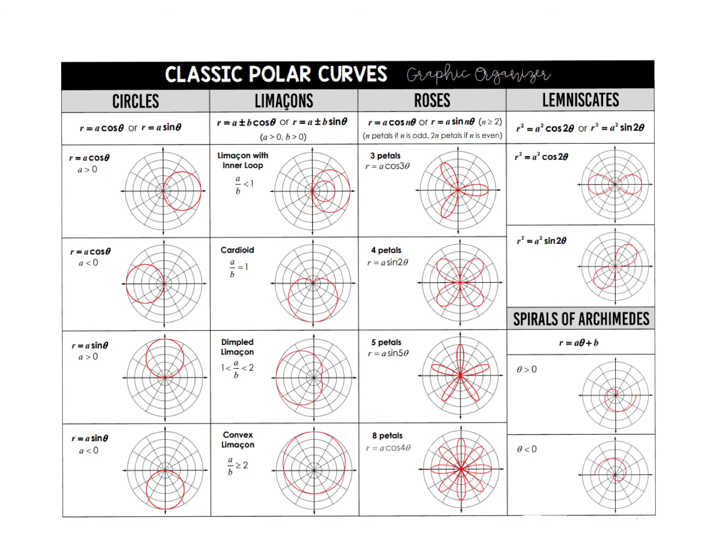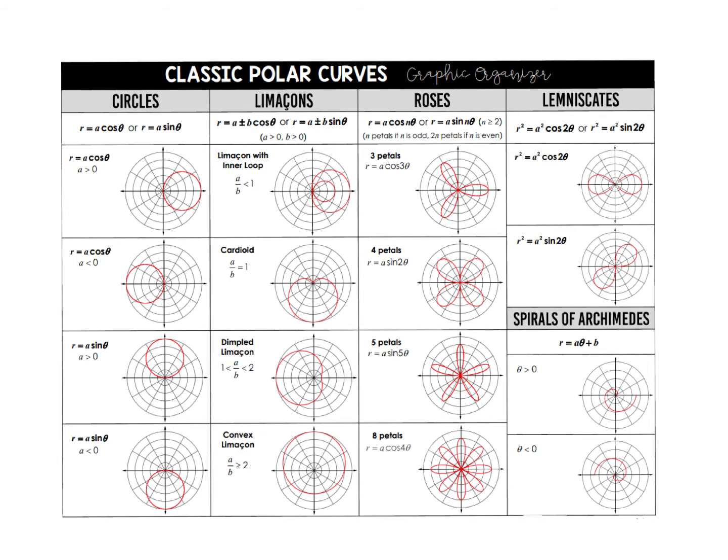All right, so what we have here is a listing of all the different kinds of polar graphs you can have. We have circles, limaçons, roses, lemniscates, and spirals of Archimedes, depending on the form of the equation. If you have something of the form r equals a cosine or r equals a sine, you basically get one of these circles that's oriented to the right, left, up, or down.